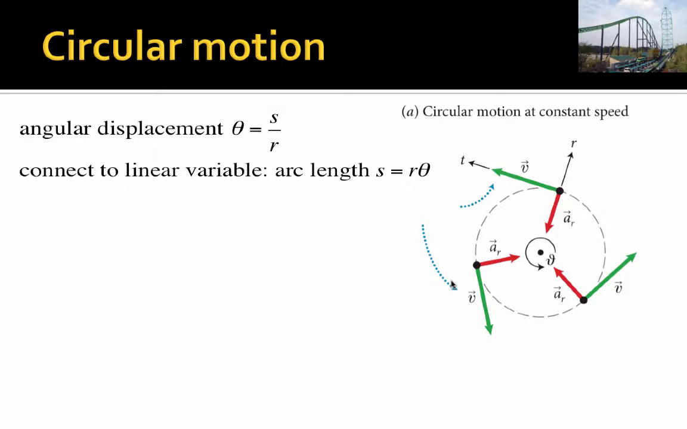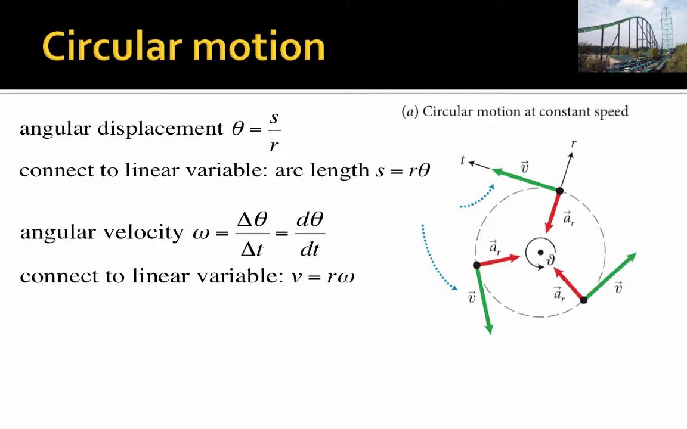The first variable we're looking at is angular displacement. So angular displacement theta is defined as s over r. Well, s is a new letter for us. s is another letter for distance, and it refers to arc length. So if there is a certain theta that's traced out as an object moves in a circle, the arc length is the length of the path that the object moves along. So theta is defined as s over r in radians, and when we connect this to our linear variable s, we see that s equals r times theta.